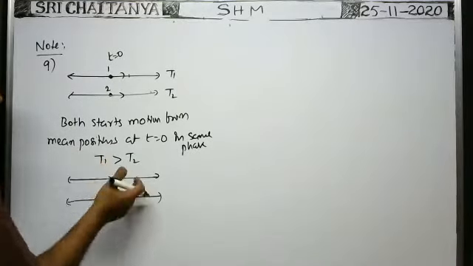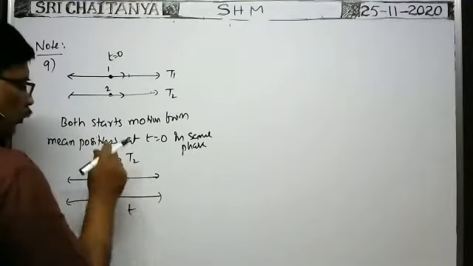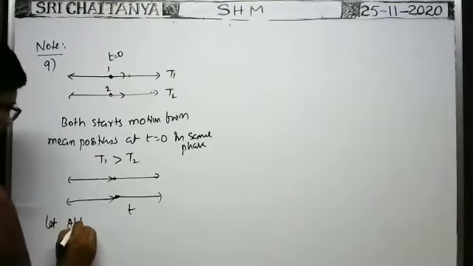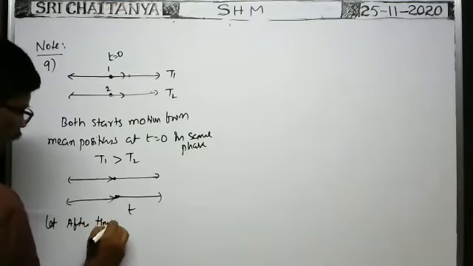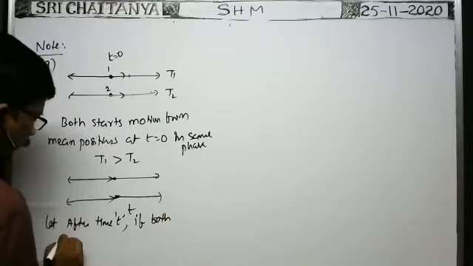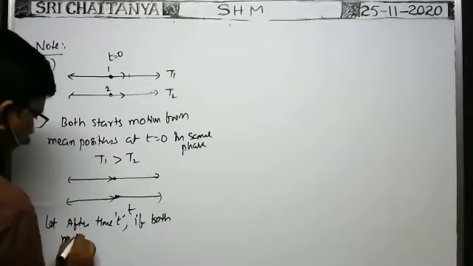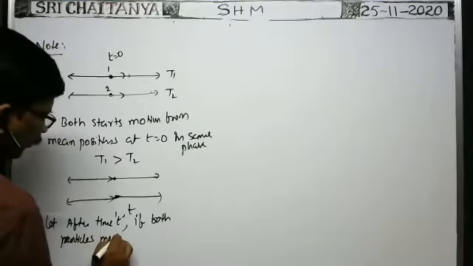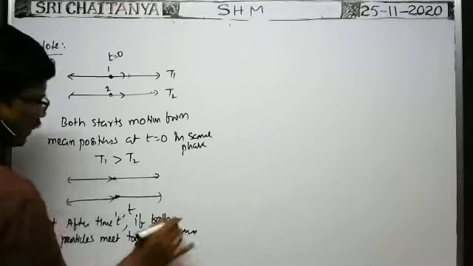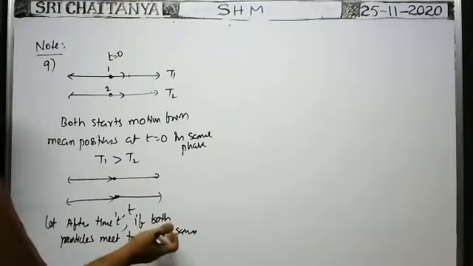Both reach the same point again after some time t seconds. Within t seconds, when both meet together in the same phase, after time t, if both particles meet together in the same phase, it means they meet at the same point again while moving in the same direction. Then we can say they meet together in the same phase.